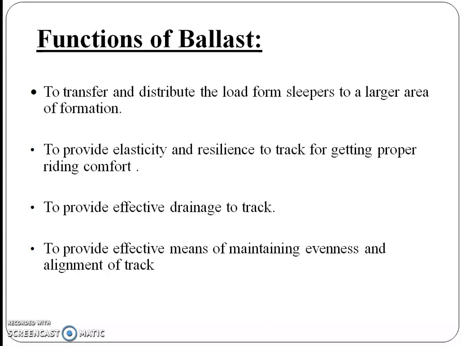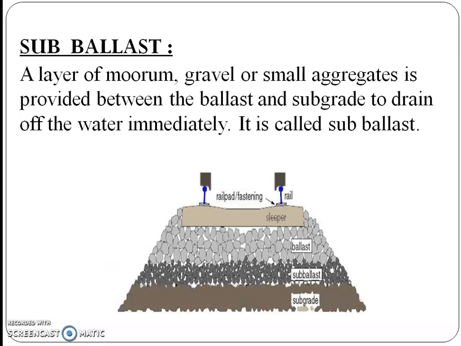The main function of ballast is to drain out the water. So whatever the water or rainwater coming on the track, it can be drained out through ballast. Sub-ballast: a layer of muram, gravel or small aggregate provided between the ballast and subgrade to drain off the water immediately is called sub-ballast. Sub-ballast has a particle size lesser than the ballast. So the smaller size of aggregate we can use as a sub-ballast.